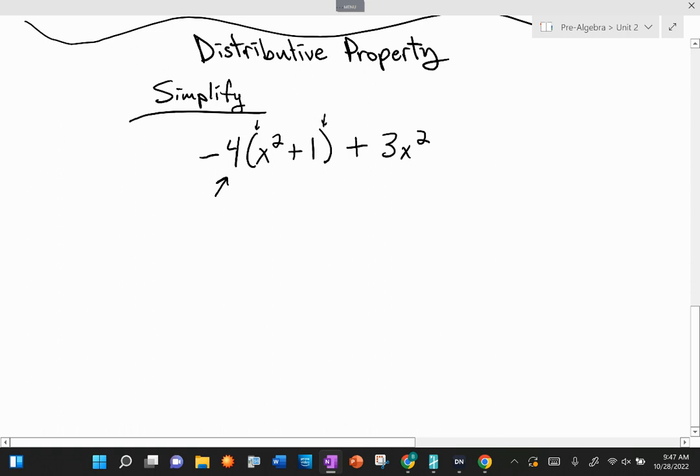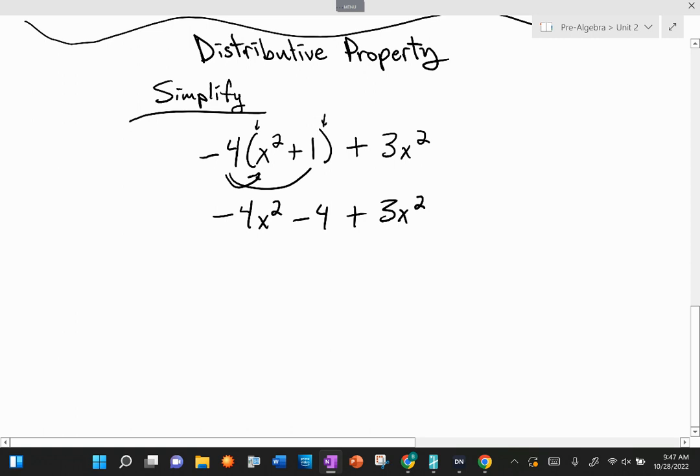The -4. So this -4 has to be multiplied to the x squared, which will give us -4x squared. It also has to be multiplied to the 1. We are having a tough time remembering the second part of this. I see way too often after distributing that the next line looks like -4x squared plus 1 instead of -4x squared minus 4, which is what it needs to be.